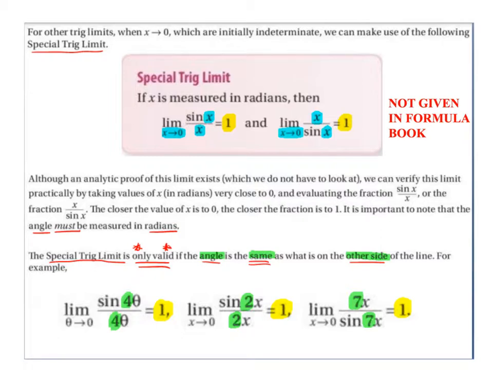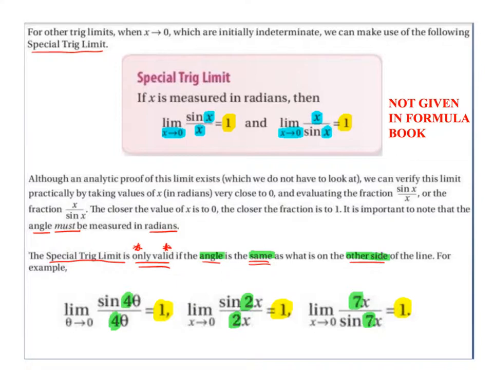But although an analytic proof of this limit exists, which we do not have to look at, we can verify this limit practically by taking values of x in radians very close to 0 and evaluating the fraction sine x over x or the fraction x over sine x. The closer the value of x is to 0, the closer the fraction is to 1.